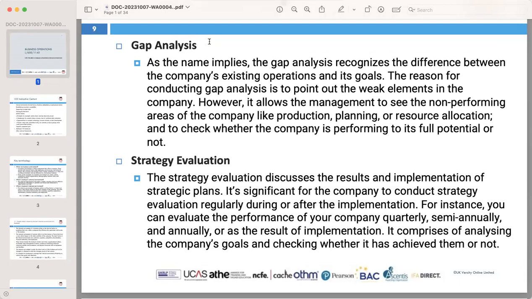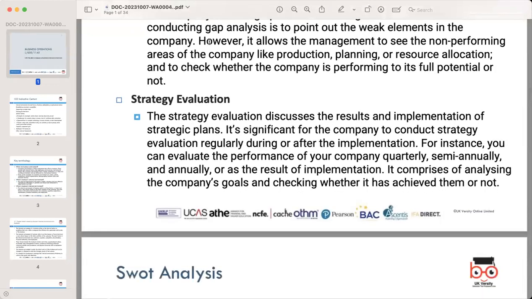For instance, you can evaluate the performance of your company quarterly, semi-annually, and annually. Or as the result of implementation, it comprises analyzing the company goals and checking whether it has achieved them or not. So this tool basically assesses the result and implementation of strategic plan to ensure goals are met. Measuring the internal environment is crucial for improving performance, making informed decisions, and building trust among stakeholders.